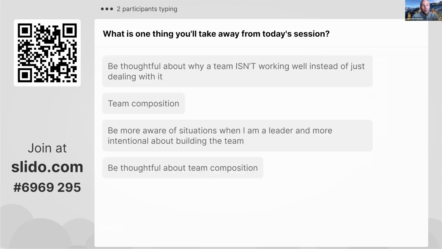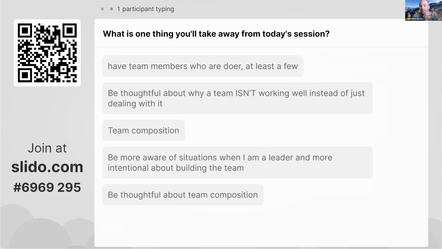Be thoughtful about why it isn't working instead of just dealing with it. Yes, I think the more that you can diagnose it, the easier it becomes to disconnect and then manage it, meaning make it not personal. And team members who are doers, at least a few. Totally agree. You need some doers around for sure.